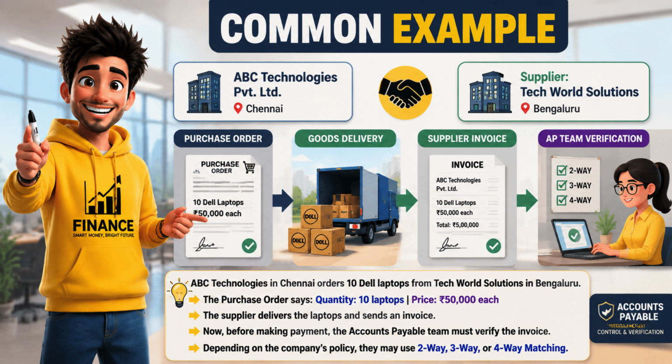Let's get started. Let's use one example throughout this video. ABC Technologies in Chennai orders 10 Dell laptops from Tech World Solutions in Bengaluru. The purchase order says, quantity 10 laptops, price 50,000 each. The supplier delivers the laptops and sends an invoice. Now, before making payment, the accounts payable team must verify the invoice. Depending on the company's policy, they may use two-way, three-way, or four-way matching.